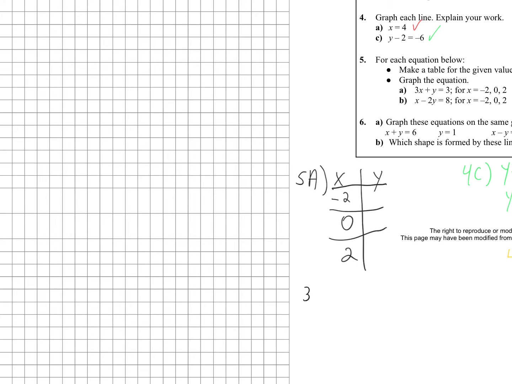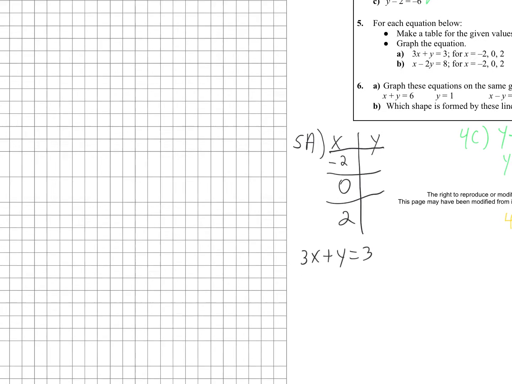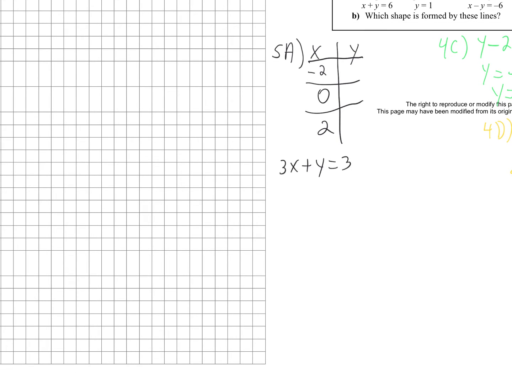We have 3x plus y equals 3. Now, if I replace the value of x with these numbers here, that will tell me the y values I need to put in. So first things first, we're going to say 3x, it's -2, plus y equals 3. So 3 times -2 is actually going to be -6 plus y equals 3.